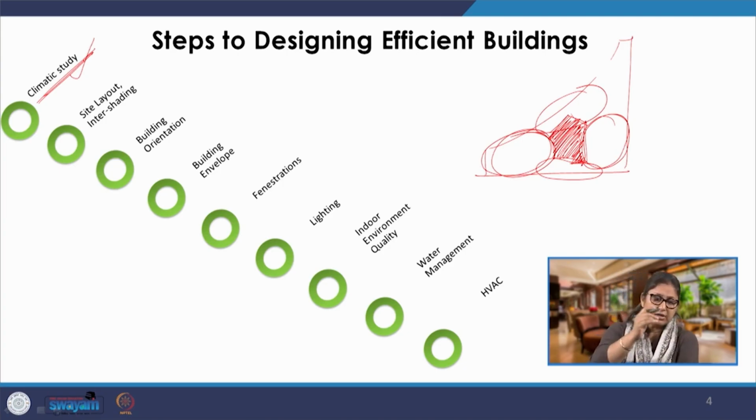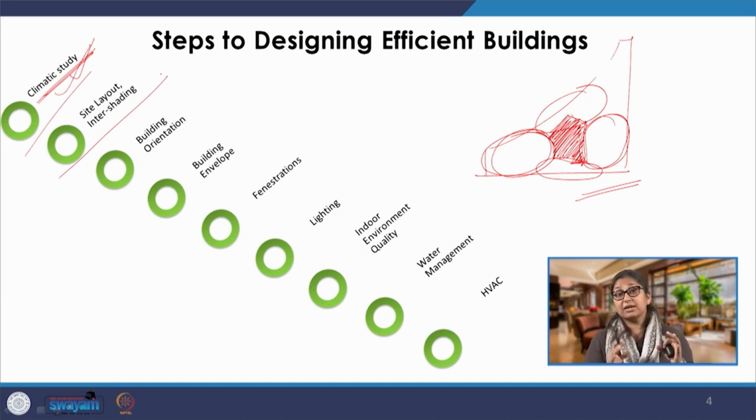So, we have to first study the climate and then understand what is the requirement of the climate, go in detail over the understanding requirement of the climate. Once we have done that, that is when we will go ahead and do the site layout and understand the intershading of the buildings. Now, what happens if we are making large buildings, unfortunately like we do these days, we do not see what is the impact going to be on the building which is immediate next to us or even within the site.